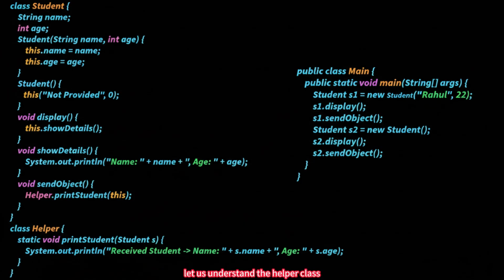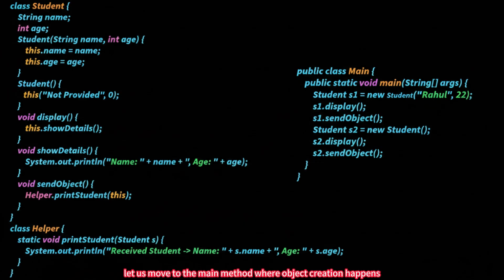Now let us understand the Helper class. This class has a static method called printStudent. This method receives a Student object as a parameter and prints its name and age. So when we pass this from the Student class, the Helper class receives the same object and accesses its data.